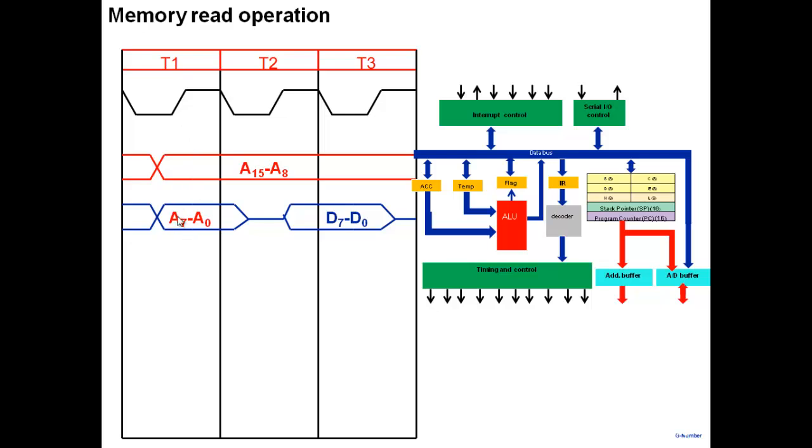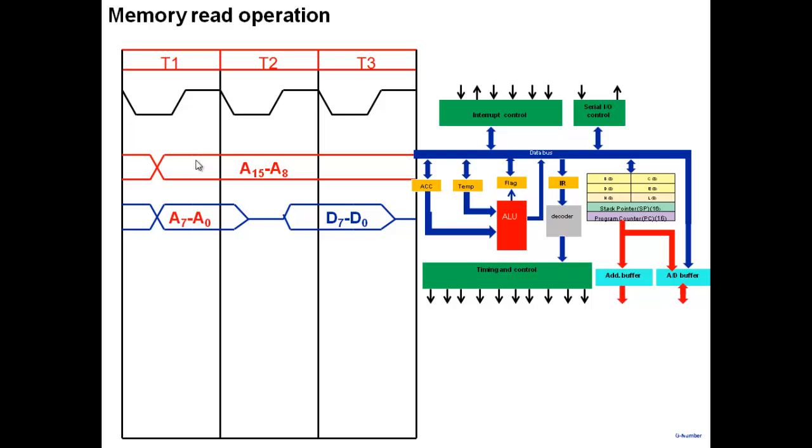Where will this address come from? Well, for example, if the microprocessor is fetching an instruction, the address of the first opcode is stored in the program counter. The program counter stores the address where the program is. So it will take the contents of the program counter and place the upper byte here and the lower byte here.